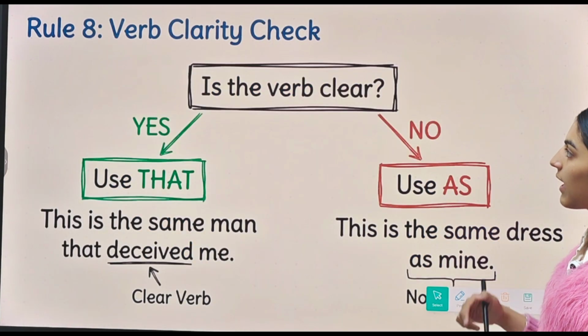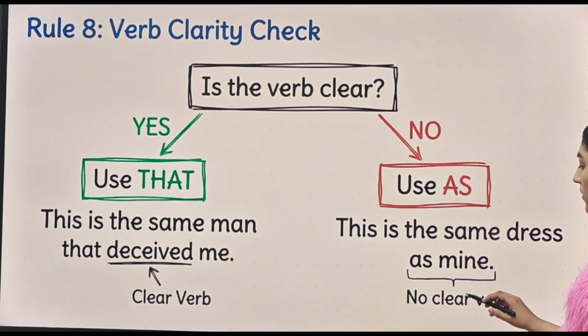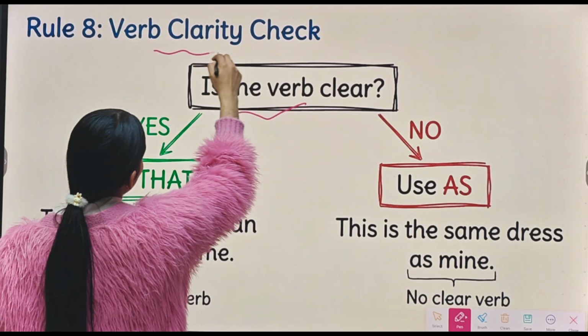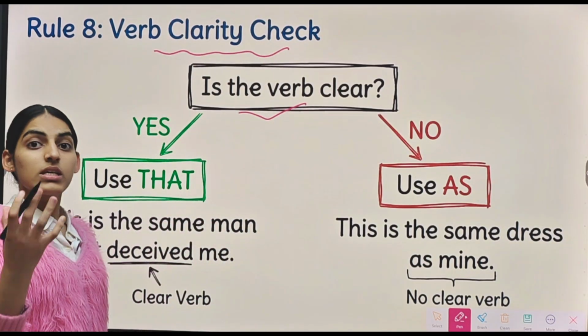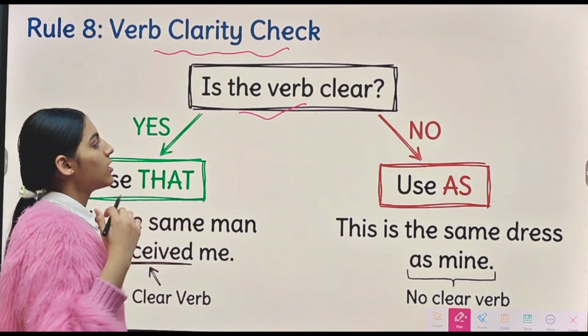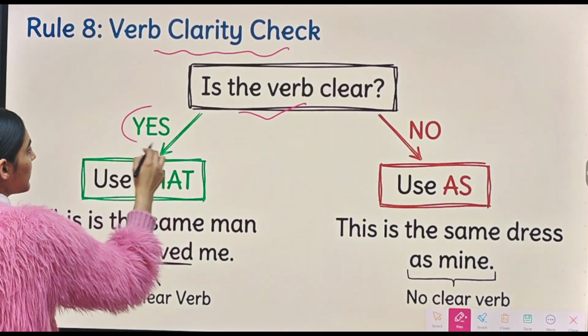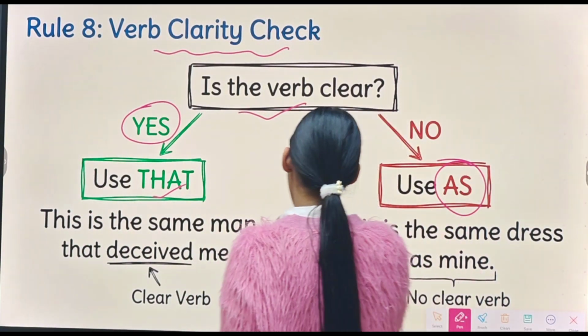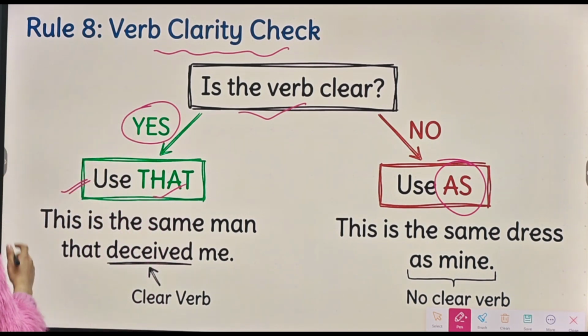Now moving on, we have rule number 8. Let's see. Is the verb clear? So let's see the verb clarity check whether we will use the relative pronoun that or not. If the verb is clear, then we will use that, and if the verb is not clear, we will use as. So let's see the use of that first.